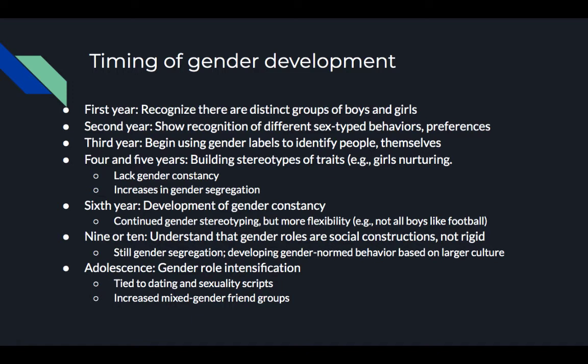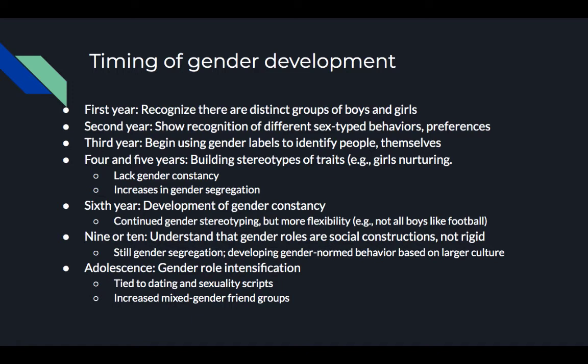Around 9 or 10, kids understand that gender roles are social constructions and not rigid. They're not necessarily invariable and not things that can't be changed, but are actually things that are more mentally and socially constructed than biologically determined. Nonetheless, there's still gender segregation and developing gender norm behavior based on the larger culture. So this idea that in society, this is what's valued for boys and this is what's valued for girls, really starts to develop around 9 or 10 years old.